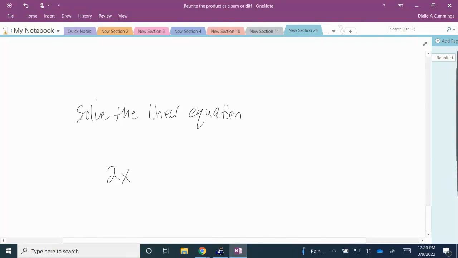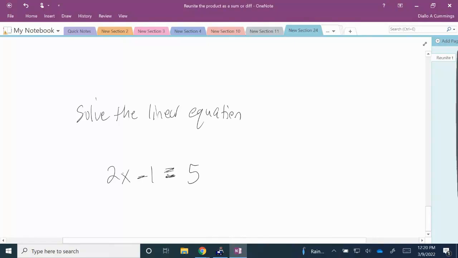2x minus 1 is equal to 6. Or make this 5 just to keep everything nice.